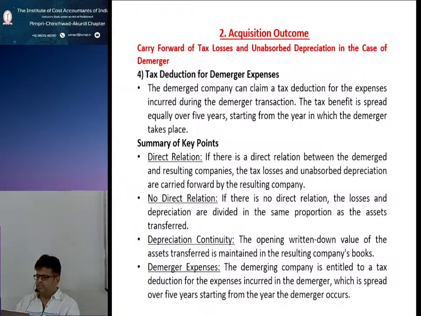So, summary of key points: direct relations. If there is a direct relation between the demerged and resulting companies, the tax losses and unabsorbed depreciation are carried forward by the resulting company. If there is no direct relationship, the losses and depreciation are divided in the same proportion as the assets transferred. There is depreciation continuity: the opening written down value of the assets transferred is maintained in the resulting company's books. And demerger expenses: the demerged company is entitled to a tax deduction for the expenses incurred in the demerger, which is spread over 5 years starting from the year the demerger occurs.